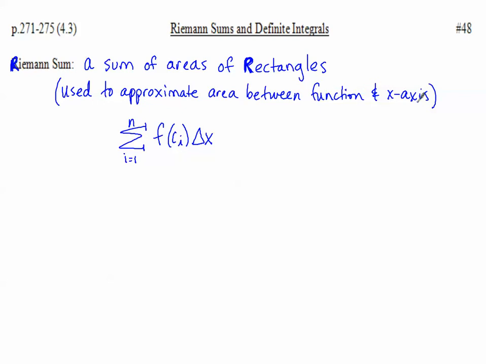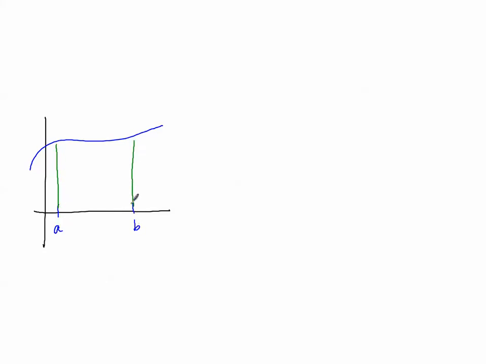Now, if we're talking about the areas of rectangles that are being used to approximate the area between the function and the x-axis, well, think about exactly what that means. We were looking last time at curvy functions and saying just on this interval from a to b, we want to approximate this area that's in here. And I can color in that area and approximate it with rectangles.